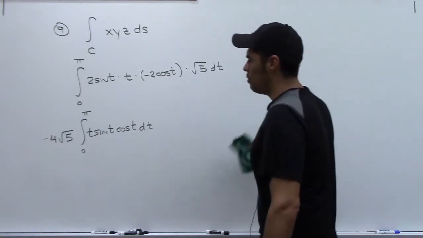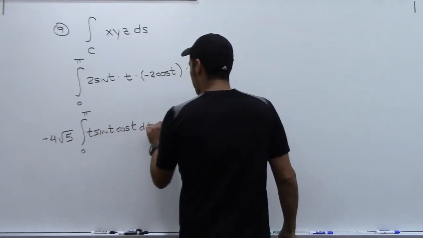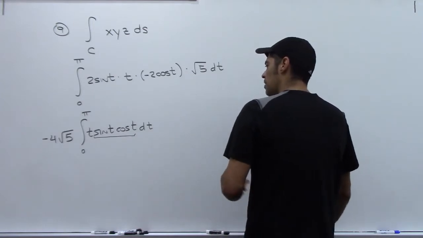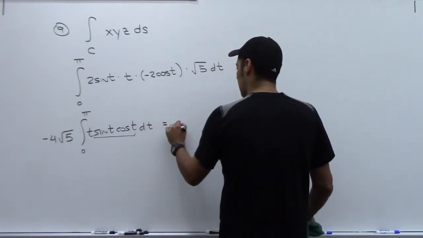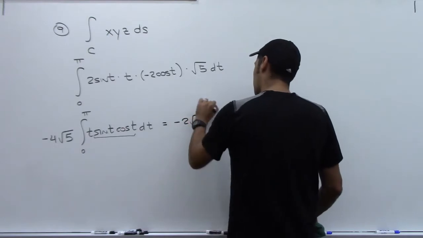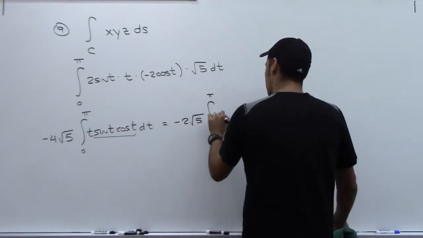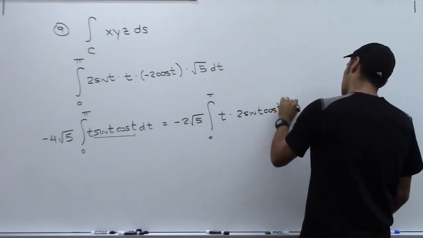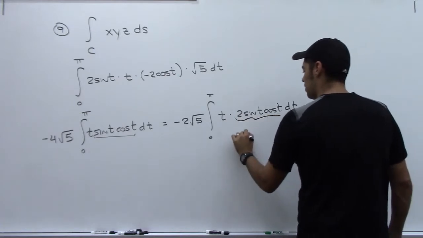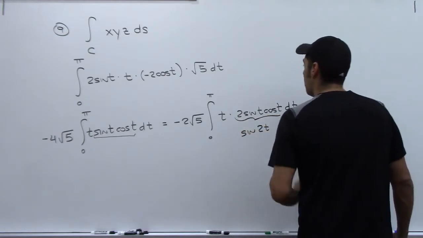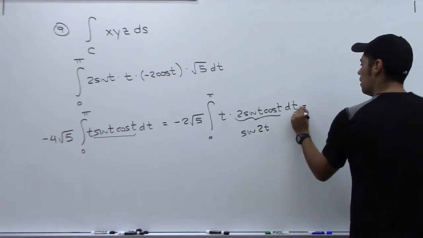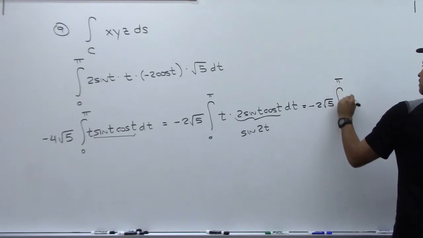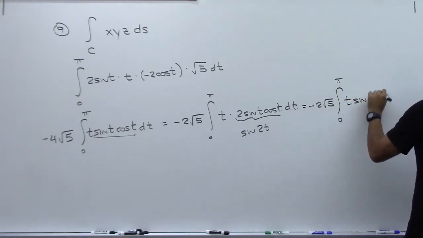This is why I was curious if we should pull that out. This is almost a double angle formula. So let's try something here. Let me rewrite. I'm going to push a 2 back in. Negative 2 root 5, integral 0 to pi, I've got t times 2 sine t cosine t dt. And now this is sine 2t. And so I have negative 2 root 5 integral 0 to pi of t sine 2t dt.